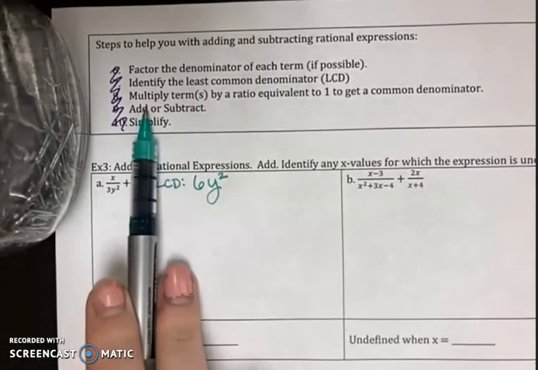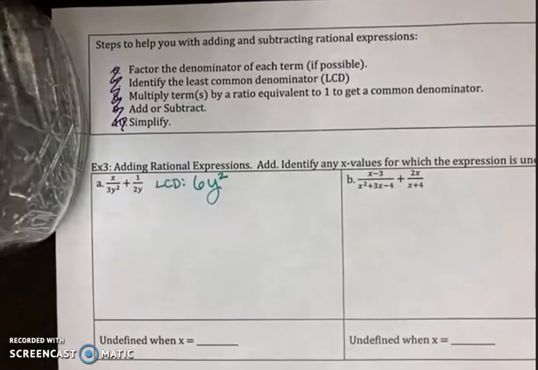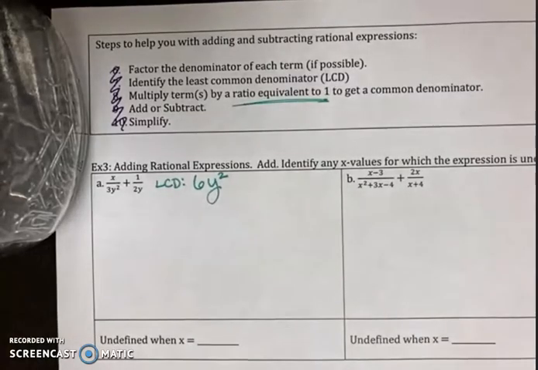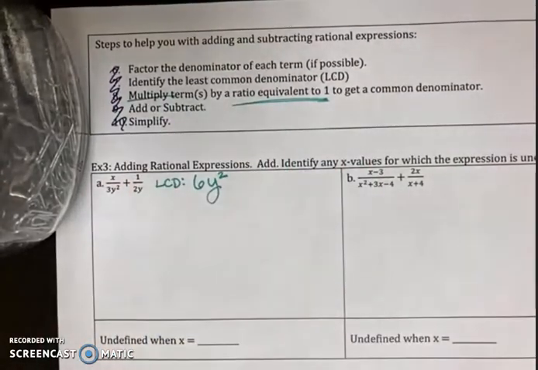Okay, next step. Multiply a term or terms by a ratio equivalent to 1 to get a common denominator. So it's really important that we have a ratio equivalent to 1, because technically when we multiply something by 1, it still has the same value. We're rewriting it, but we're not changing the value of the actual function.